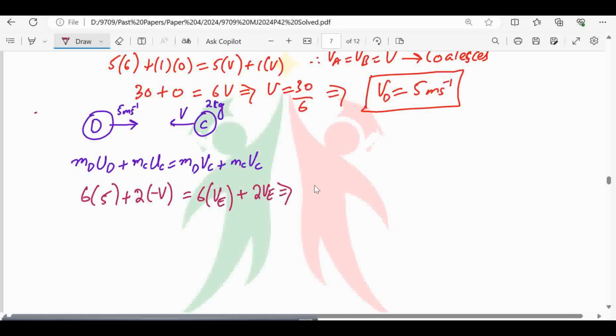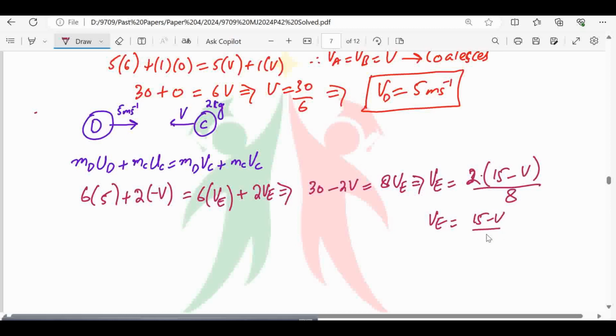Now if we simplify it further, this will be 30 minus 2V is equal to 6 plus 2E, and 6 plus 2E means 8. From here we can write VE is equal to, taking 2 as common, 15 minus V whole divided by 8, so VE is equal to 15 minus V divided by 4, because we can simplify it here. So that is what we have to prove in the first part. Let's move to the second one.